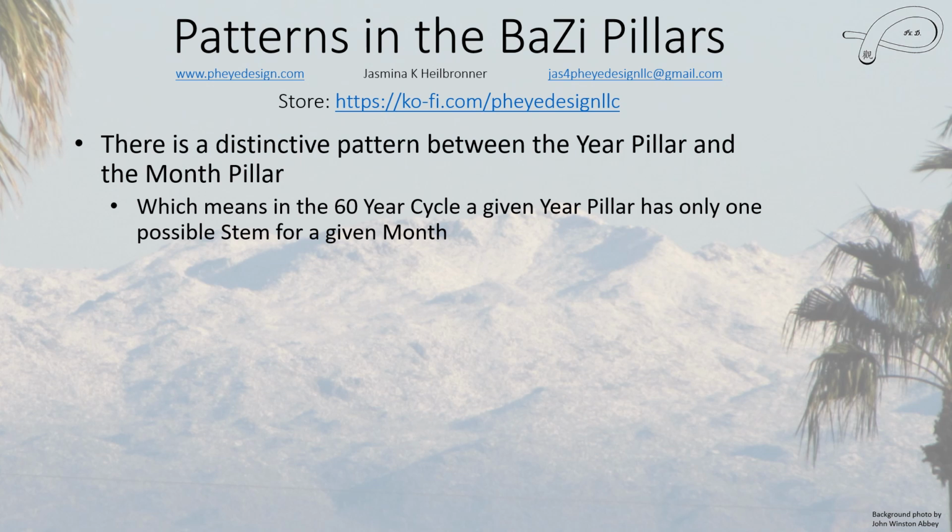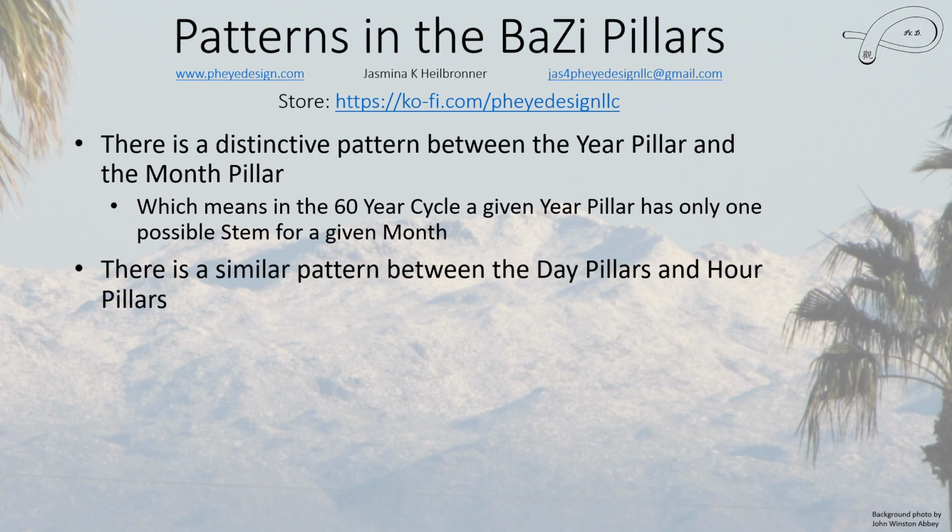And it is not like, if you have a wood rat and you know your month, you have only one possible element that can go with a month. Now, there's a similar pattern between the day pillars and the hour pillars, but there is no similar pattern between the month and the day. And that's where the break happens.